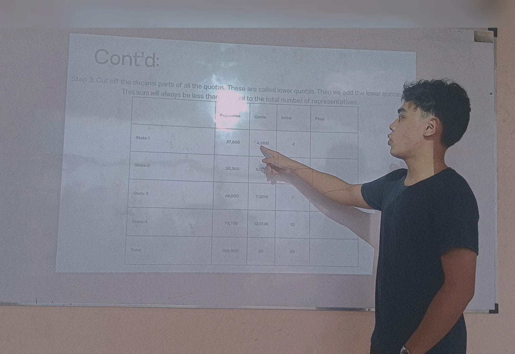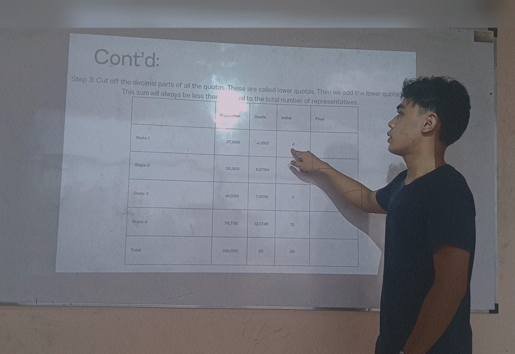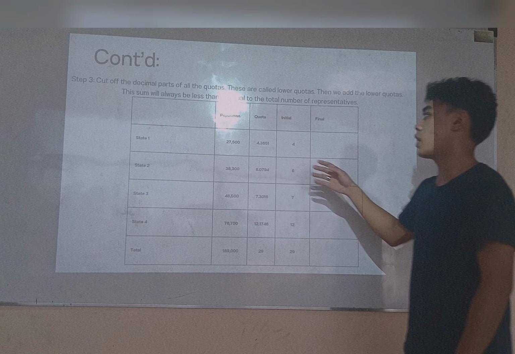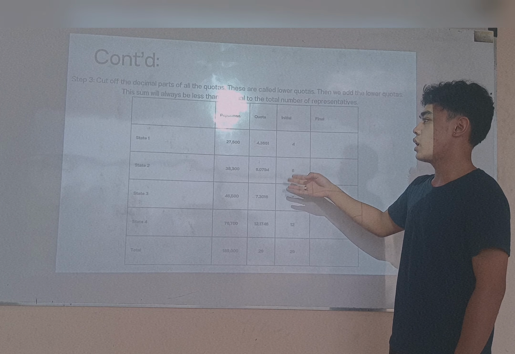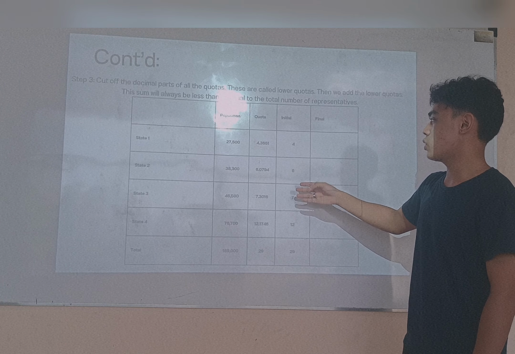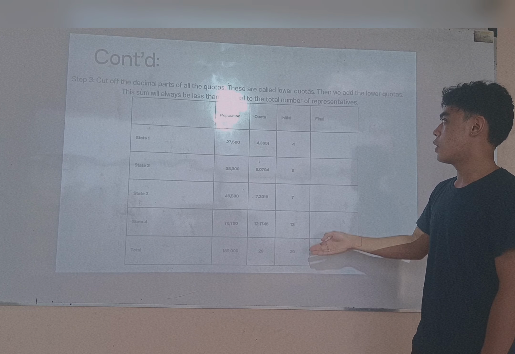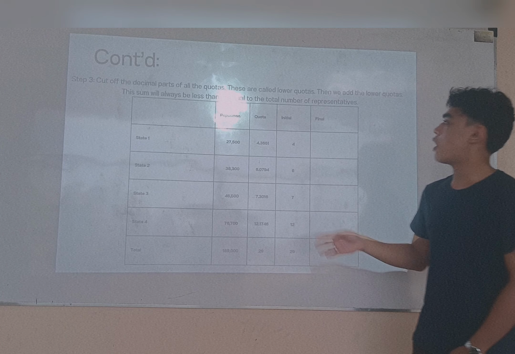So we need to ignore the lower quotas and put our initial number of representatives in the first before decimal part of our quota. So we got 4 in state 1, 6 in state 2, 7 in state 3, and 12 in state 4. So the sum will always be less than or equal to the total number of representatives.